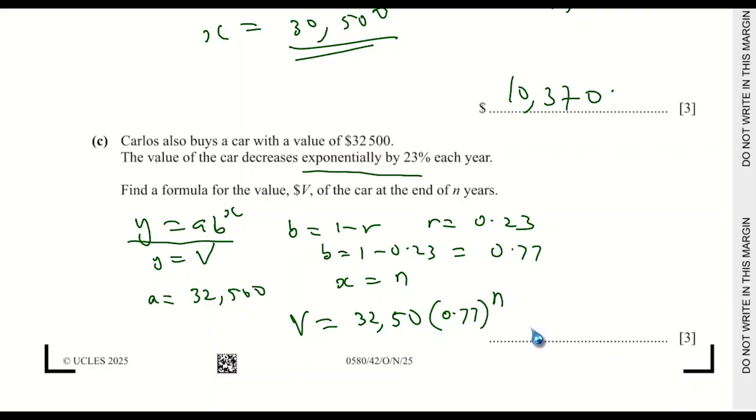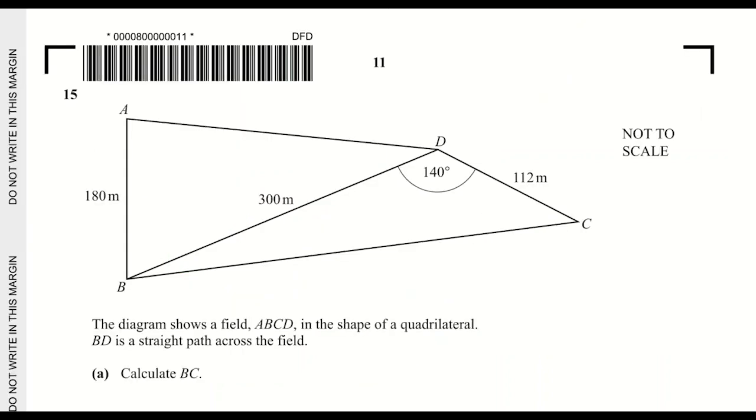So we can say V equals 32,500 multiplied by 0.77 to the power of n. Good. So that will be the solution. So let's go to the next question.